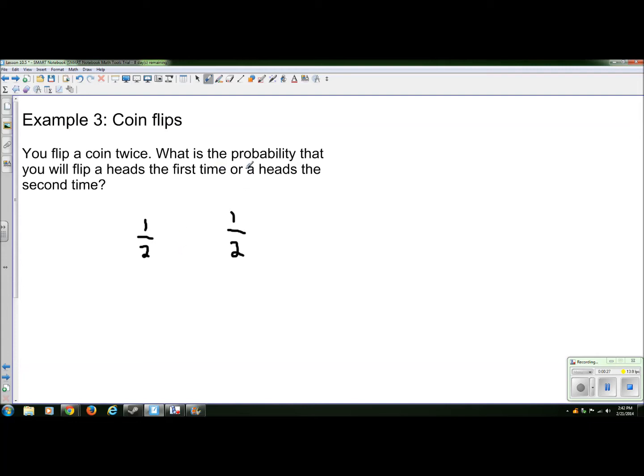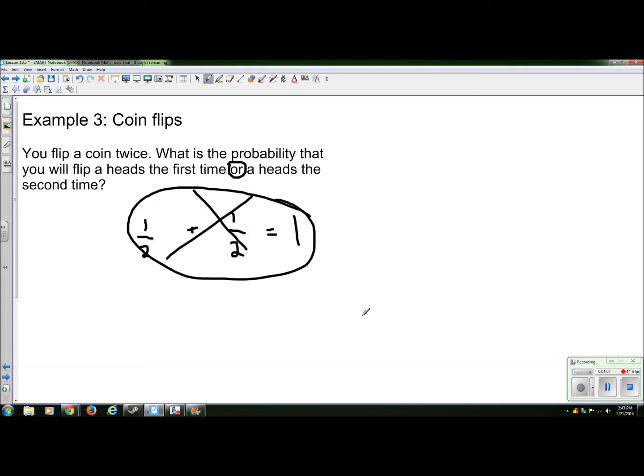So how do I deal with this? Well, when I see the word or, the first thing that I think of is what happened when we were dealing with combinations. And we said, well, if I see the word or, that means I add. But adding 1/2 and 1/2 gives me 1. And a probability of 1 means that something absolutely has to happen. So that's no good, right? Because I know that this doesn't have to happen. If I flip tails the first time and tails the second time, then I will not have flipped a heads either the first time or the second time. So this can't be right.